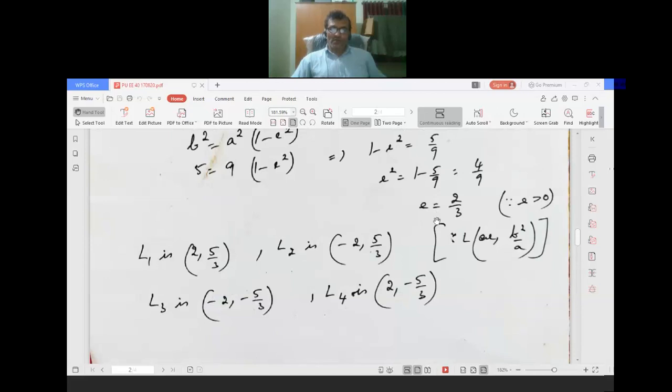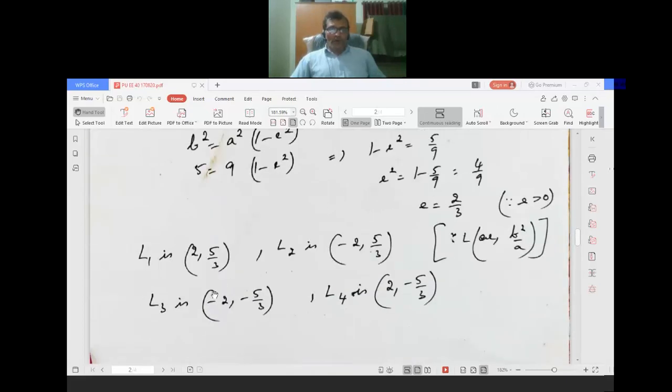E equals 2 by 3, actually plus or minus. But for an ellipse, e is greater than 0, so we take 2 by 3 and the negative one is neglected. We take only the positive value. I hope it is clear.